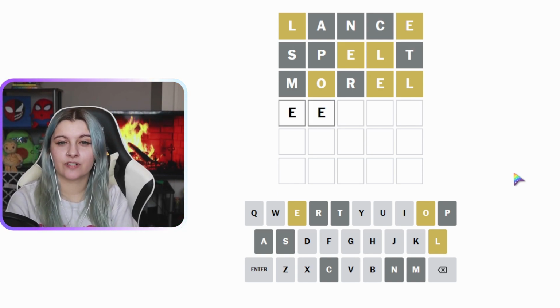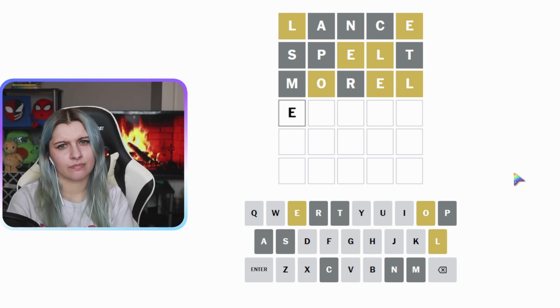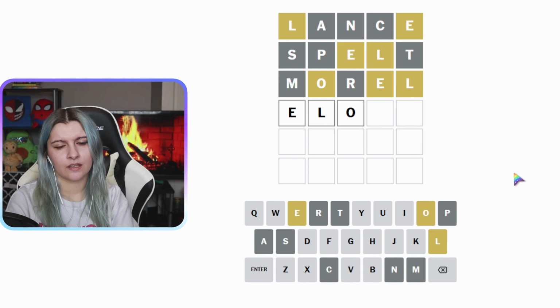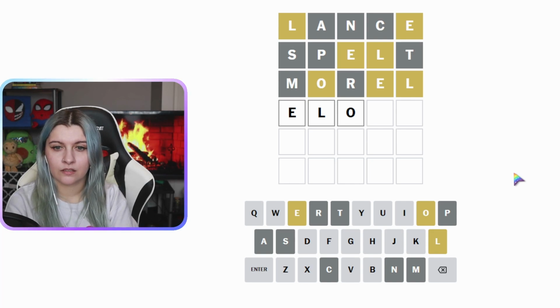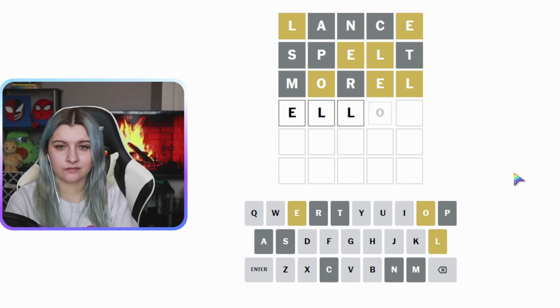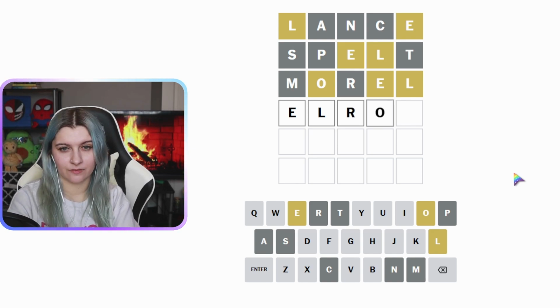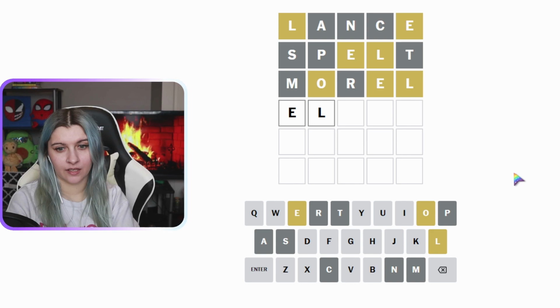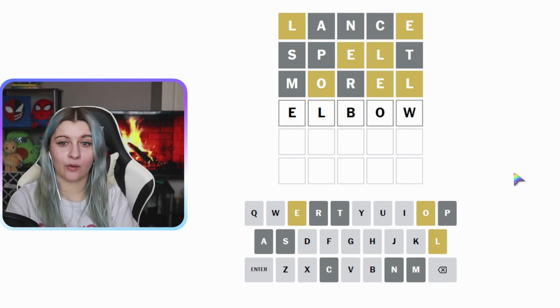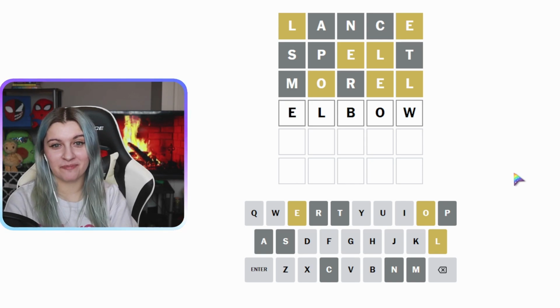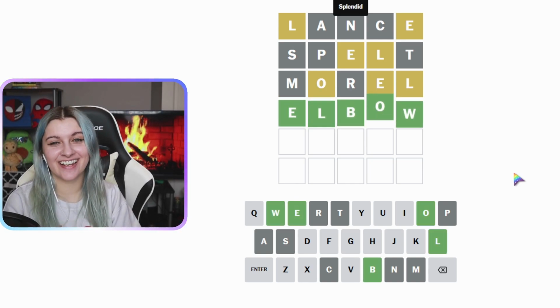Well, E goes in one of the first two slots. L goes in one of these slots. Elope. Elrond. Just kidding. Elvin. Elbow. Oh my gosh, it could be elbow. No way. That's crazy. Splendid.